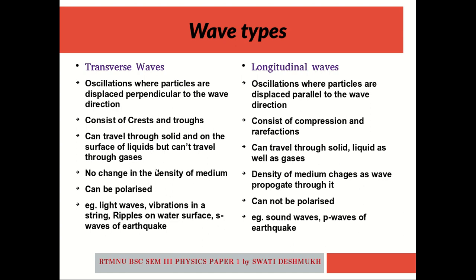In the case of a transverse wave, there is no change in the density of the medium. The density of the medium remains the same everywhere throughout the propagation of the wave. But in the case of a longitudinal wave, as we have seen in the last slide, the density of the medium changes as the wave propagates through it. A transverse wave can be polarized, that means all the particles in that medium can vibrate in a single direction. But a longitudinal wave cannot be polarized.